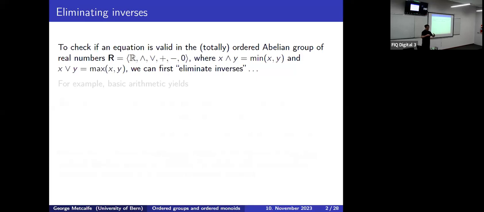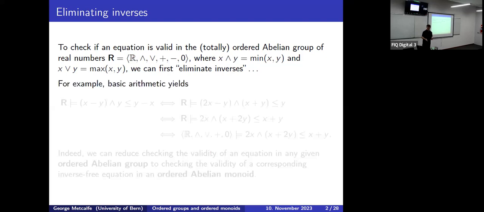Well, the first thing to notice is something obvious. If you want to check s equals t, it suffices to check s less than or equal to t and t less than or equal to s. So we can consider inequations instead of equations. And then a first step could be to eliminate inverses from these inequations. So here's an example. My inequation now is (x − y) meet y is less than or equal to y − x.